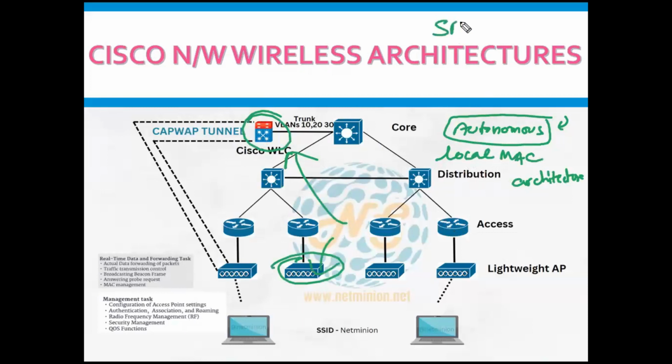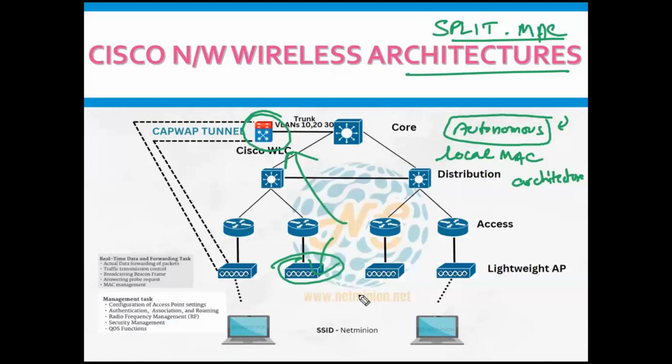That is the reason it is named split MAC architecture. So the communication is split between the AP and the controller. Right, you will understand more. You will get more detail about it, but it's just the start. What I am trying to do is give you an overview.